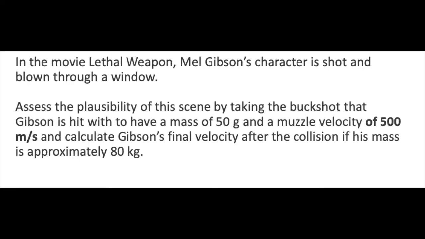In the movie Lethal Weapon, Mel Gibson's character is shot and blown through a window. Assess the plausibility of this scene by taking the buckshot that Gibson is hit with to have a mass of 50 grams and a muzzle velocity of 500 meters per second, and calculate Gibson's final velocity after the collision if his mass is approximately 80 kilograms.